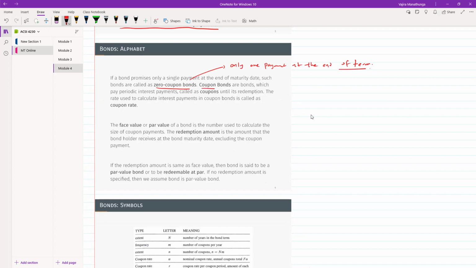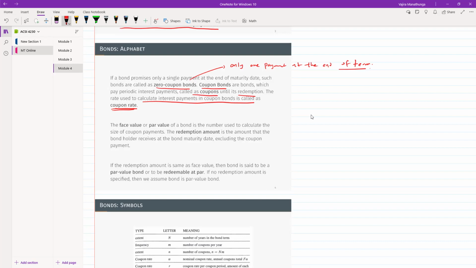And then you have coupon bonds, which usually pay periodic payments, which we call coupons, until redemption. An example is a 6 month coupon bond, which means you will get a coupon amount every 6 months. The rate used to calculate the interest payment in a coupon bond is called the coupon rate. So this is not the market interest rate. This is a specific fixed rate.